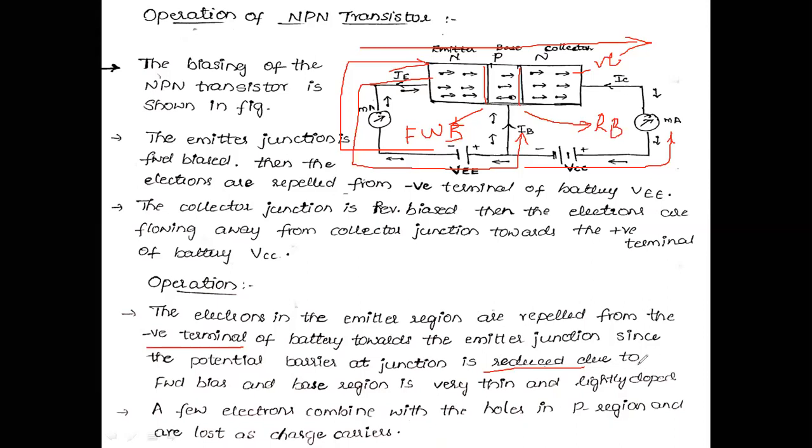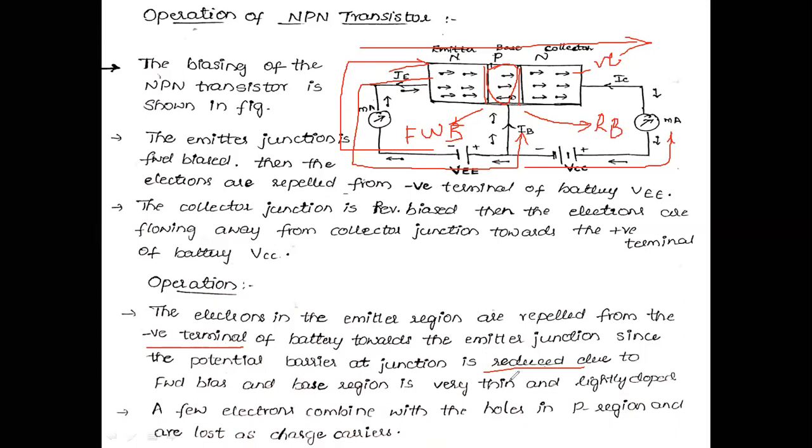The potential barrier at the junction is reduced due to the forward bias, and the base region is very thin and lightly doped. A few electrons combine with the holes in the p region. These electrons are transmitting in this direction, but they will combine with the holes present in the p-type semiconductor material. Due to that recombination, the flow of current across the base takes place, as well as across the collector.